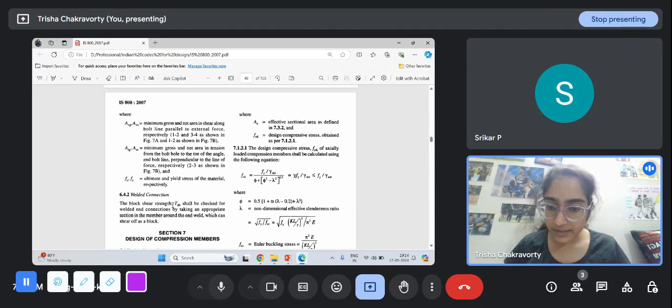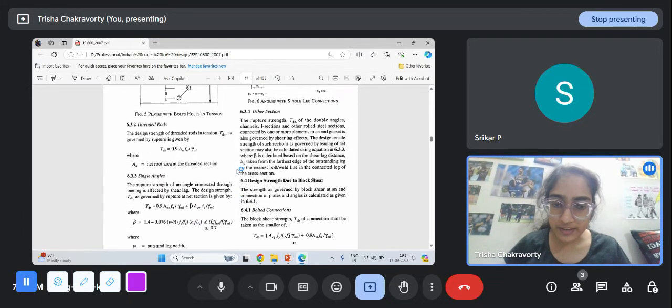The block shear strength, Tdb, shall be checked for welded end connections by taking an appropriate section in the member at the end weld, which can shear off as a block. Okay, so in case of bolts, we are taking... one second, I'll open this as well.